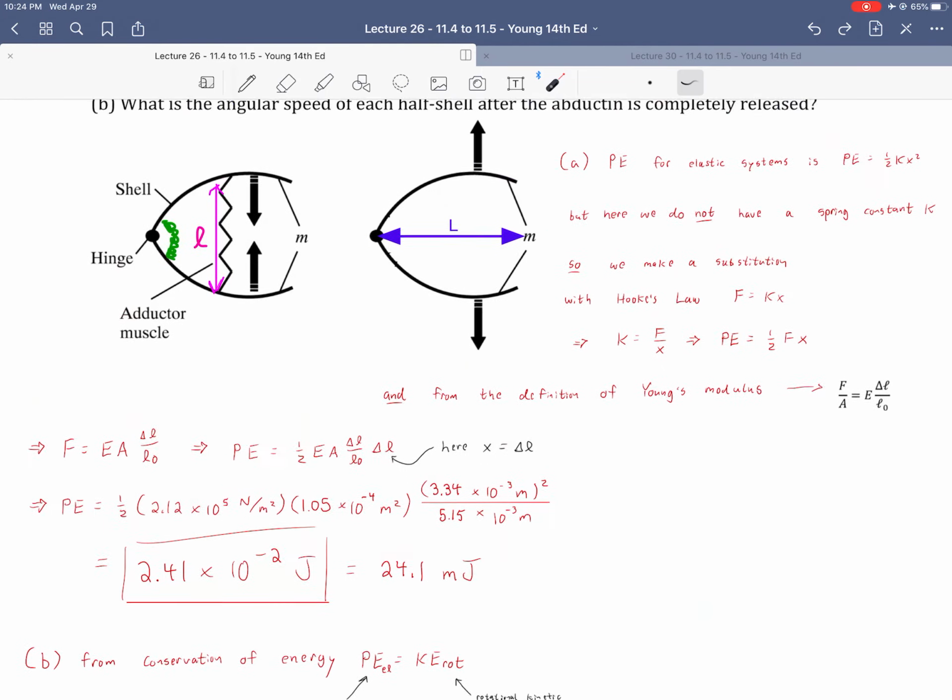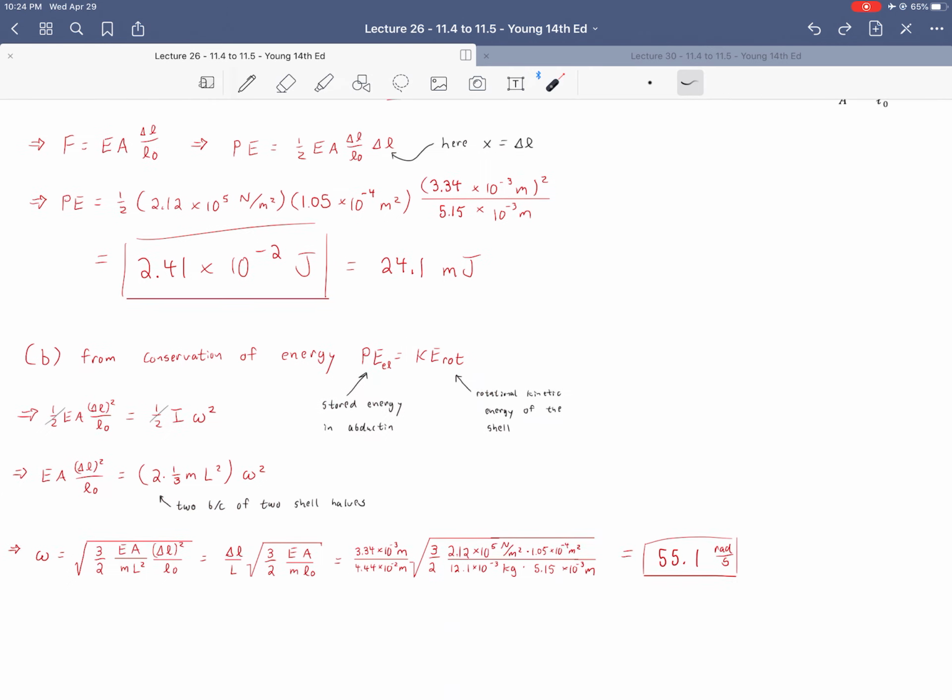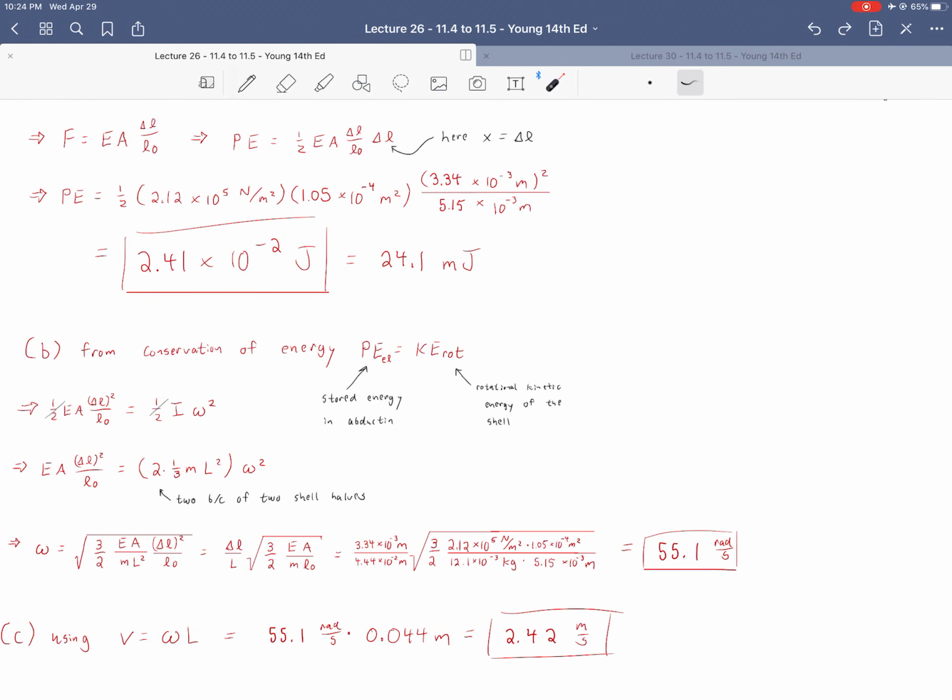Now I actually don't have a part C here, but I think it must have been in a previous version. I just want to show that if we were to find the translational velocity of the tip, that would just be omega times L, and it ends up being 2.42 meters per second, about 5 miles per hour. So it's fast. It's springing open quite quickly.